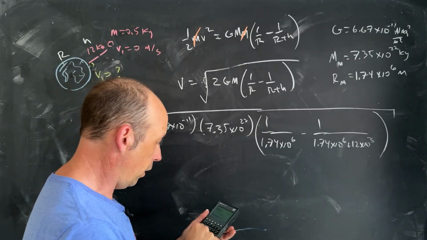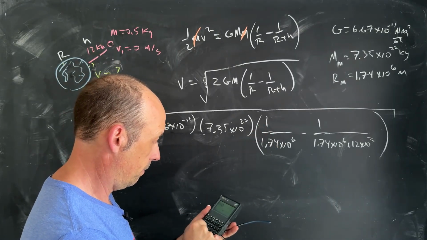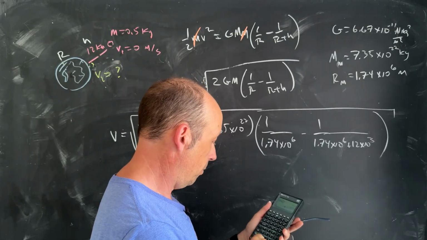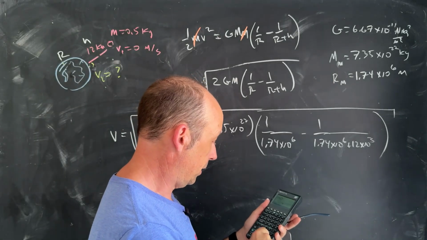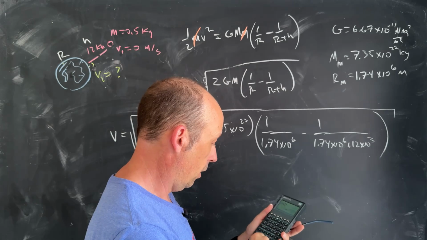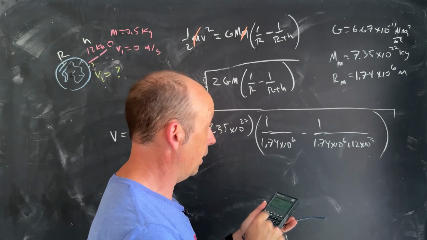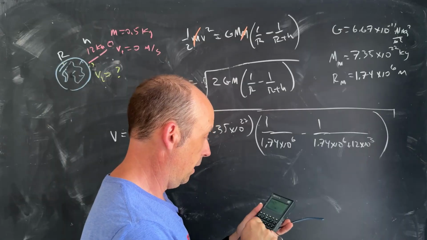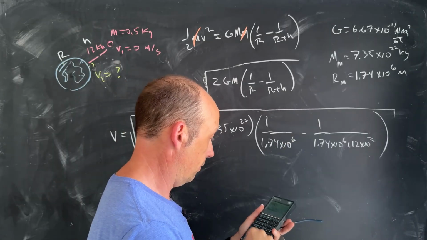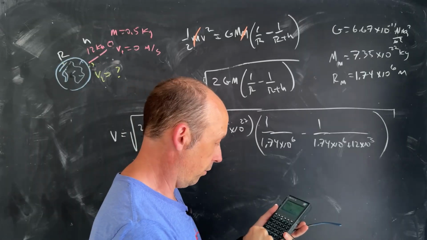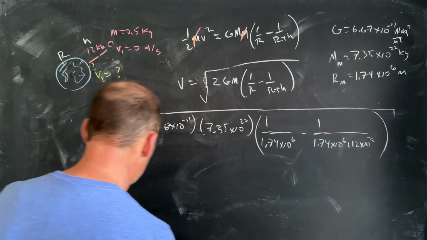Now I'm going to take 1 over that. Okay, now I'm going to go over here. I'm going to add those two numbers. So 1.74 times 10 to the 6th, enter, plus 12 times 10 to the 3rd, plus. And now I'm going to take 1 over that. And now I'm going to subtract those two. And now I'm going to multiply by that. Now I'm going to take the square root. And I get my final answer.